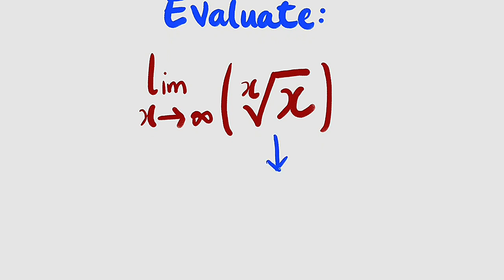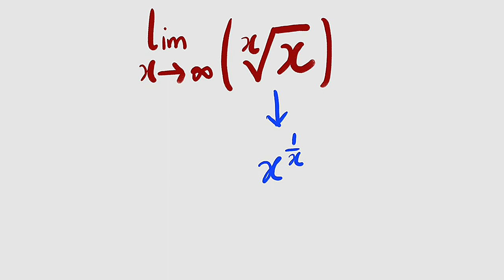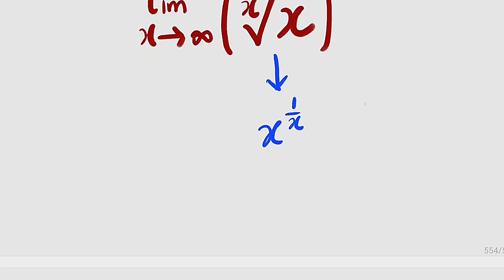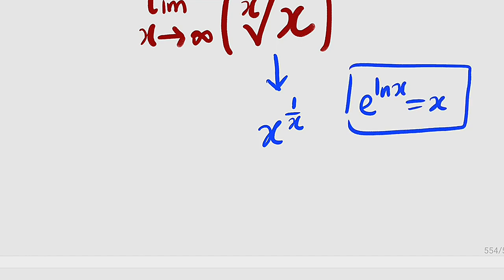Remember that from laws of indices this can be written as x raised to the power of 1 divided by x, right? They are all the same thing. And secondly, I would like to introduce e to the natural log to this function. You should remember that e to the natural log of any function is the same thing as that function, so it will not change anything. Therefore, we can say that this is the same thing as e to the natural log of x raised to the power of 1 divided by x.